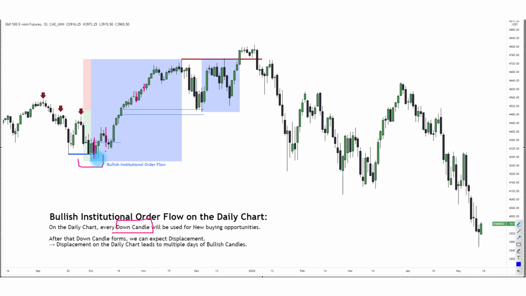Displacement on the daily chart leads to multiple days of bullish candles. So we can see 1, 2, 3 bullish candles here, displacement, bullish candles here, displacement here, displacement here. So whenever we have down candles, what follows is displacement. And we can expect this to happen when the long-term low is in. And this is all just institutional order flow on the daily chart. And if we look to the left, resistance levels, they're all going to break, since bullish institutional order flow is the key here.